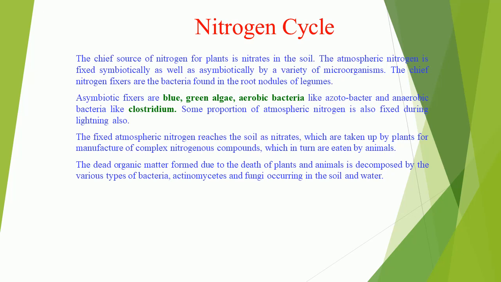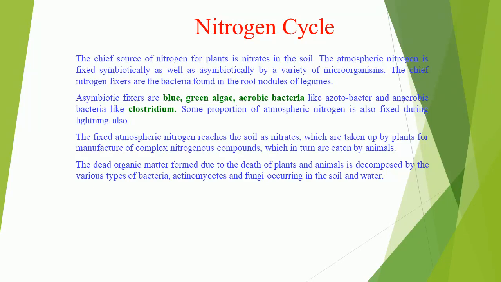The chief nitrogen fixers are the bacteria found in the root nodules of legumes. Asymbiotic fixers are blue-green algae, aerobic bacteria like Azotobacter and anaerobic bacteria like Clostridium. Some proportion of atmospheric nitrogen is also fixed during lightning. The fixed atmospheric nitrogen reaches the soil as nitrates, which are taken up by plants for manufacture of complex nitrogenous compounds, which in turn are eaten by animals.